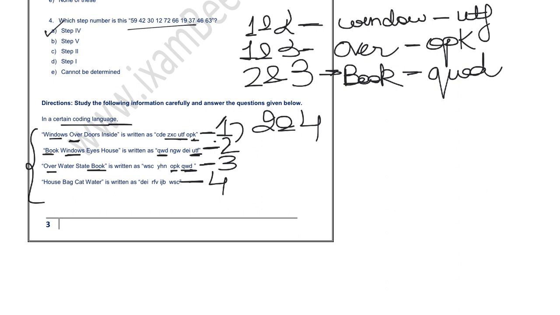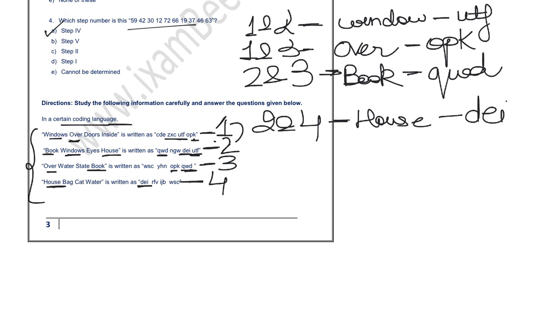Now you have to compare second and 4. So when you compare, you will find that house is common in second and 4. Similarly, you have to look for the common code as well. So if you look for the common code, DEI is common in both statements. So your house stands for DEI.